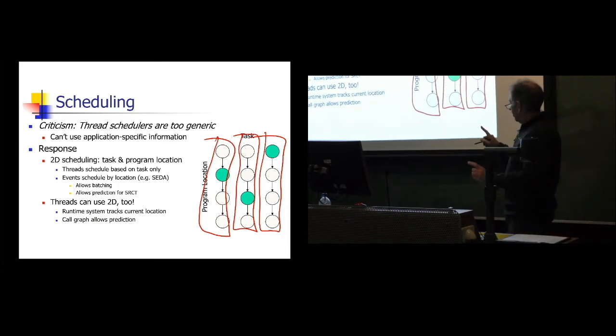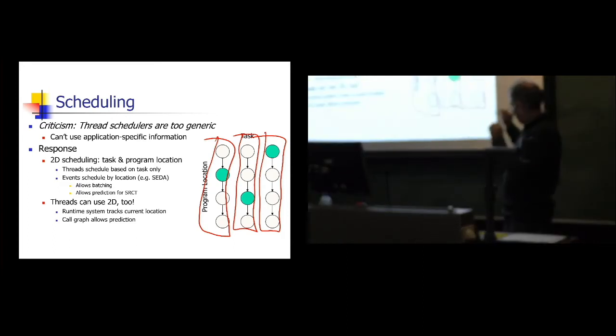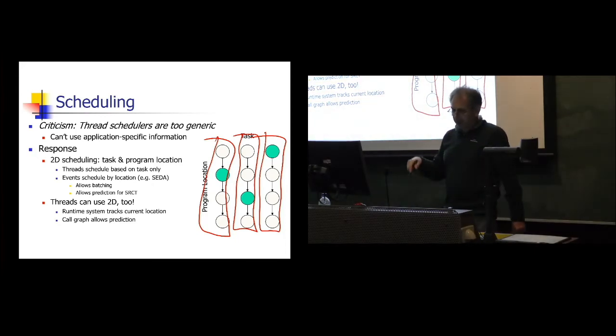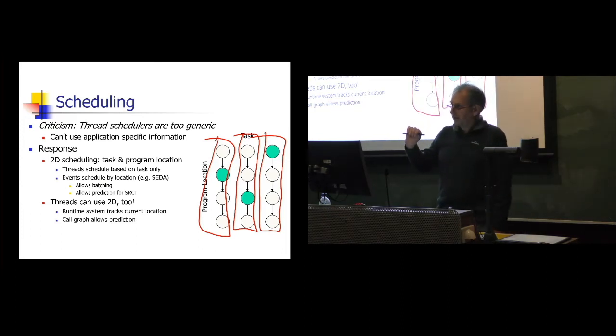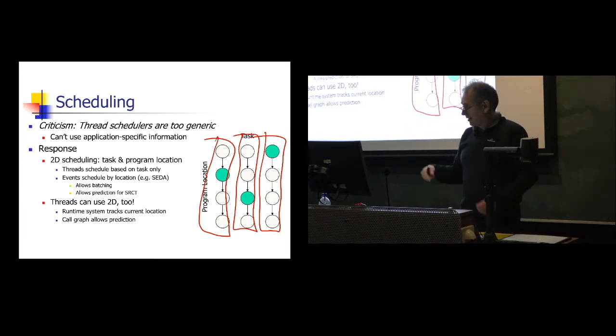But the point here is that you don't have to do this. One could track where a thread's location currently happens to be and use the call graph to predict which threads should be scheduled next based on where they currently were, in order to get some of the benefits of this 2D scheduling. So instead of having the event-based system process an event type at a time, have the thread runtime identify thread progress in order to get the same kinds of benefits, which you can imagine would be very difficult to do.